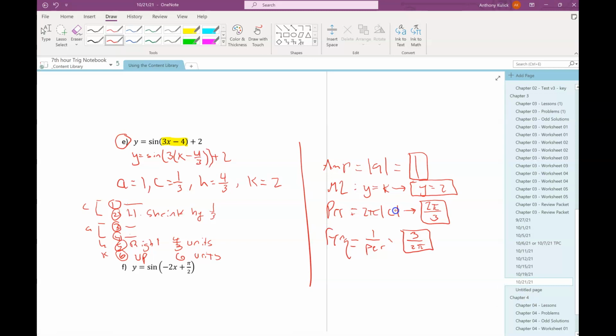For the period, so what did you do with the 4? Sorry, did you just cancel it out? So what I did was 2 pi times the absolute value of 1/3. Oh, times 1, sorry. So I did 2 pi over 1, multiply the tops and bottoms together.